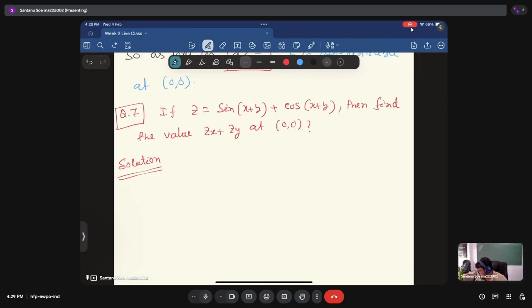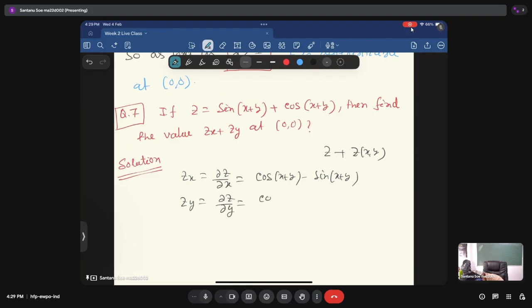Okay. So since here z is a function of two variables, we can find the partial derivatives because the function is differentiable. It's a sum of two differentiable functions, which is differentiable. So z_x is nothing but del z del x. So this will be cos of (x plus y) minus sine of (x plus y), and z_y is nothing but del z del y. So this will also be cos of (x plus y) minus sine of (x plus y).